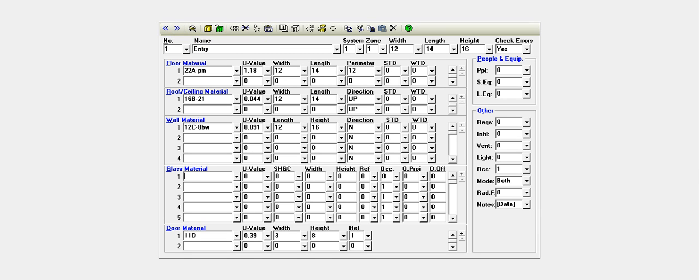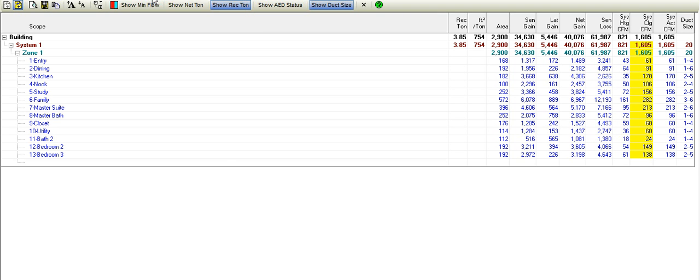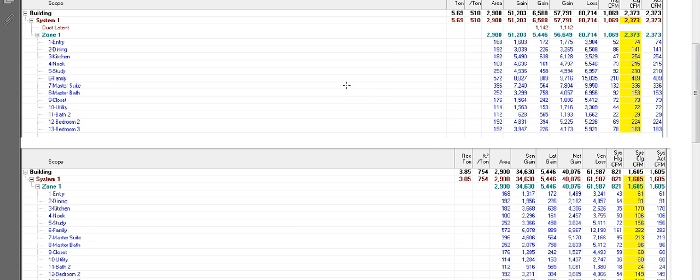So now if we look at the load, this is our new heat gain in the summer. Now only 40,076 BTU of heat is entering the house in the summer. And then in the winter, we're losing 61,987 BTU. So how does this compare to the original house? Again, we're going to look side by side. This is the original house, and this is the new improved house.